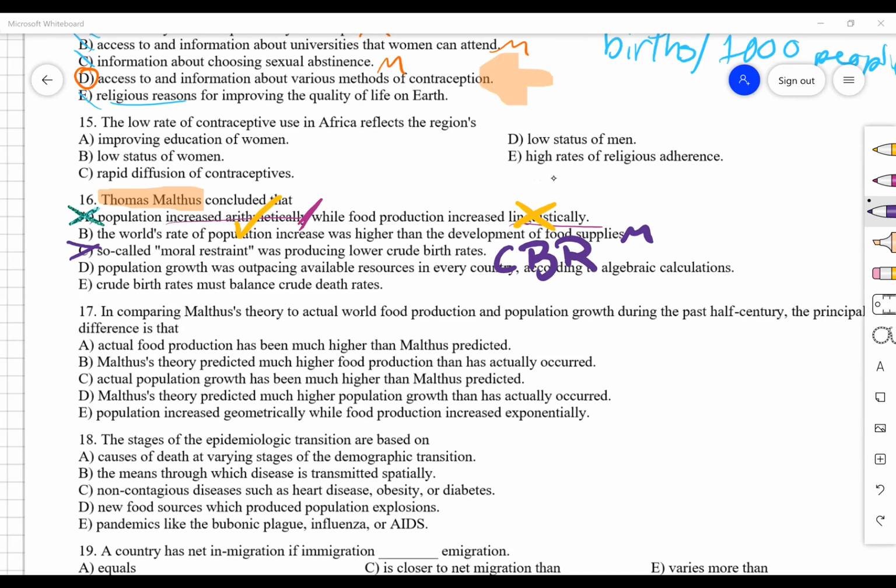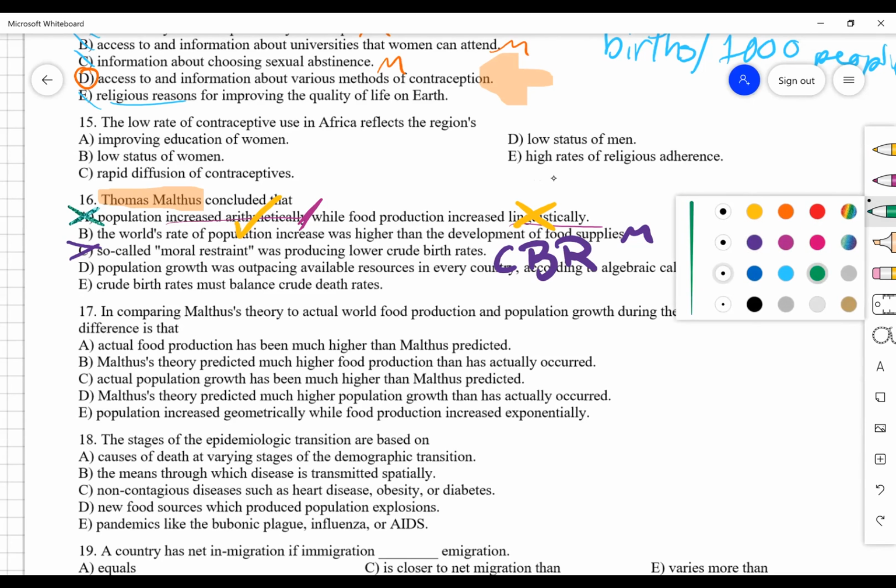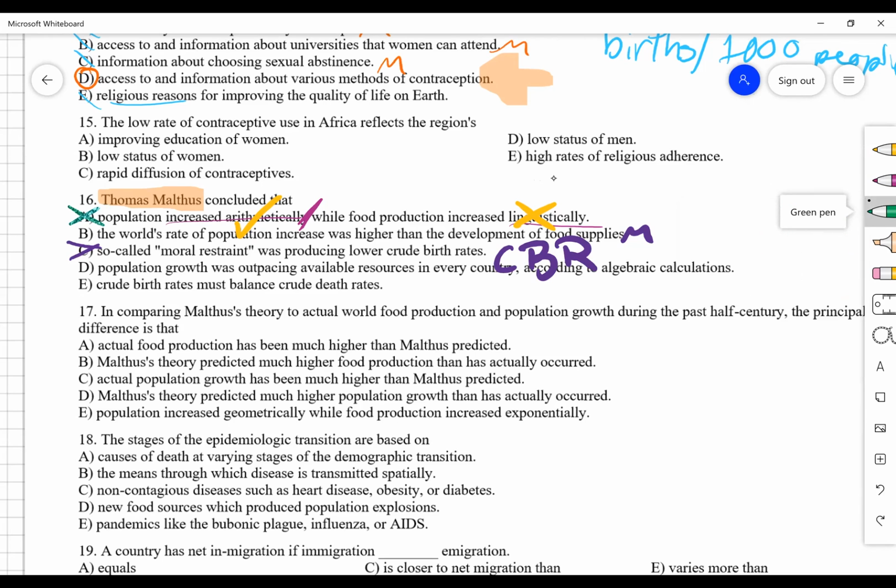Now, let's examine this for a second. On an AP exam like this, you're going to see questions where you're going to look like you're going to have two correct answers. But I'll come back to this in a second after we examine E. Crude birth rates plus balanced crude death rates. I did not say CBR. I did not say CDR. This question, that answer is incorrect.